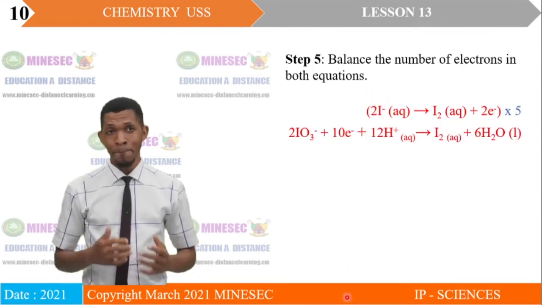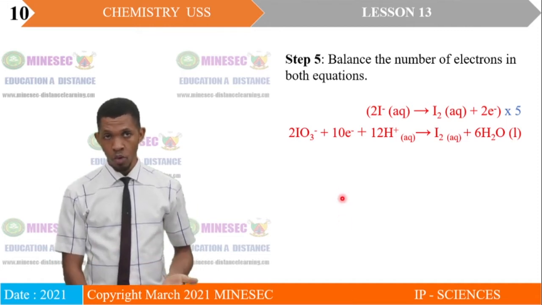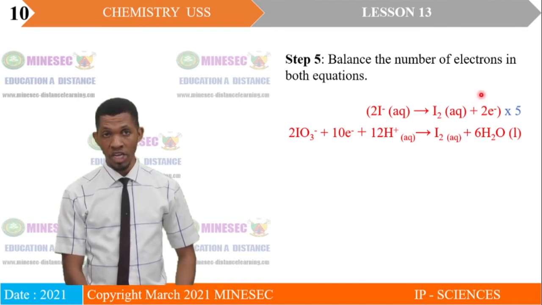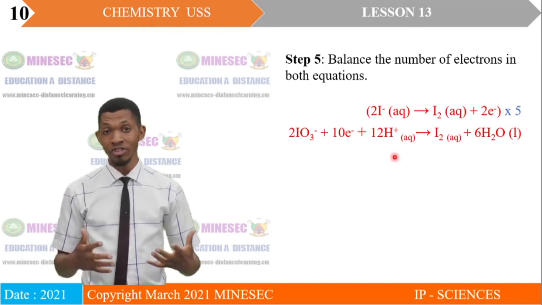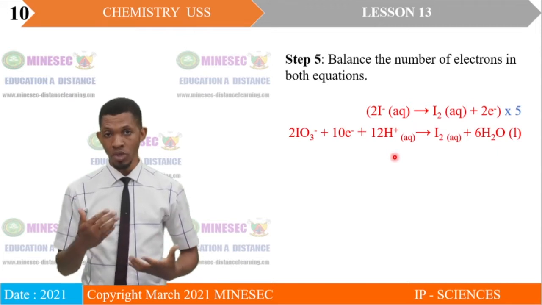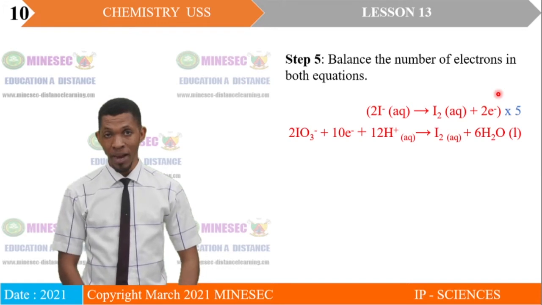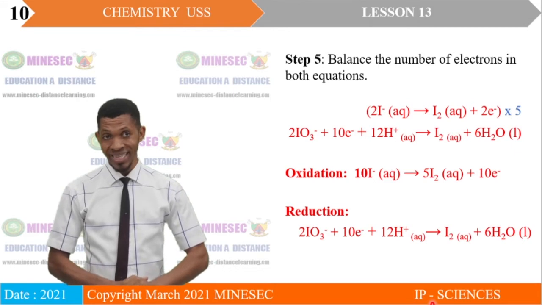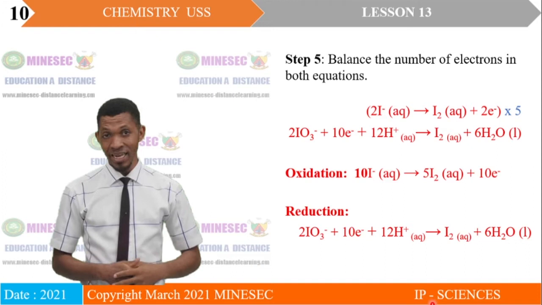Step 5, balance the numbers of electrons in both equations. Looking at both half equations, you notice that there are 2 electrons in the oxidation half equation and 10 electrons in the reduction half equation. So in order to balance the number of electrons in both half equations, we multiply the oxidation half equation by 5. And so the oxidation half equation becomes 10 iodide giving 5 iodine and 10 electrons.